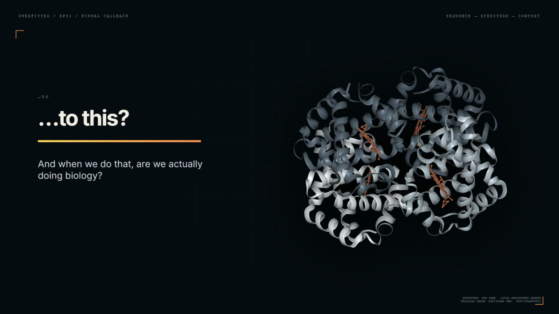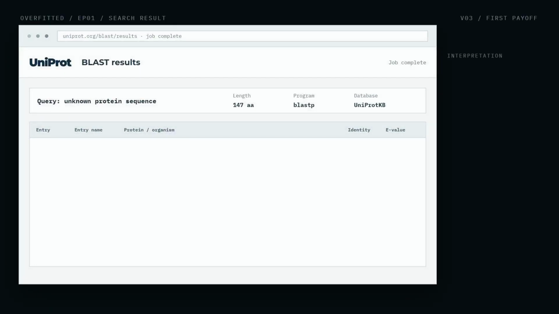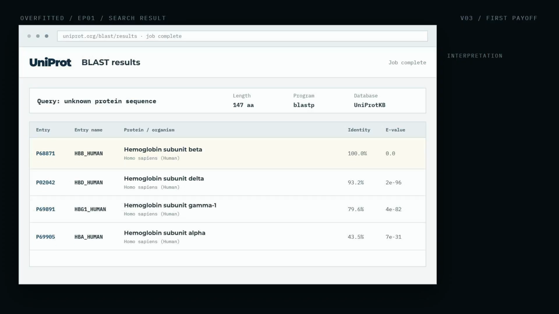Let's start with comparison. A computer can take our sequence and search for similar sequences that scientists have already studied. And biology gives us a good reason to do this. Related proteins often keep parts of their sequence throughout evolution. So if our mystery sequence looks very similar to a known protein, that gives us a useful place to start. In this case, the answer comes back very quickly.